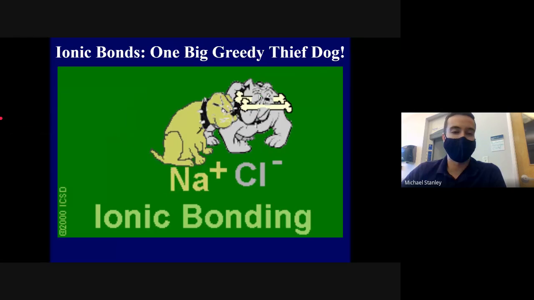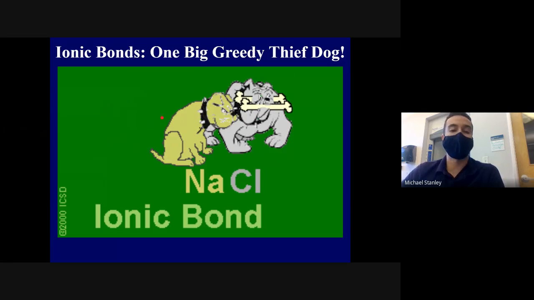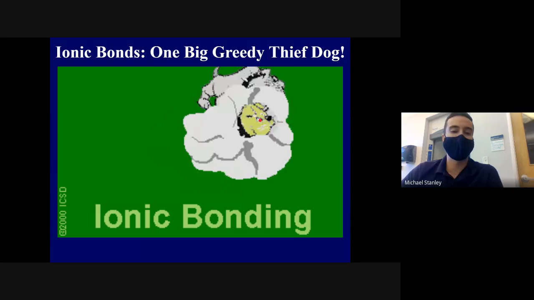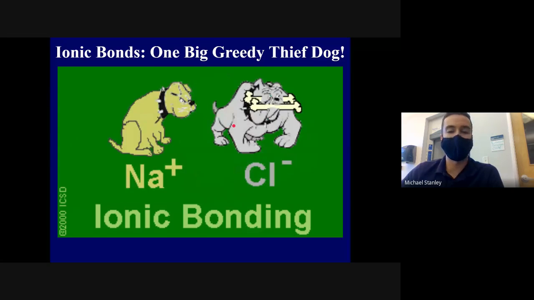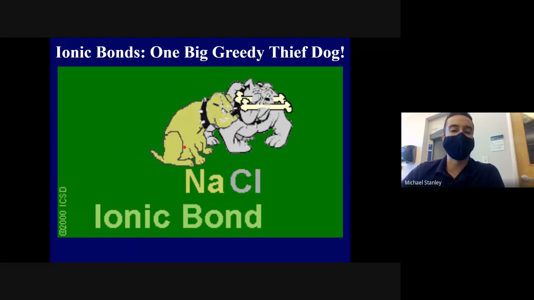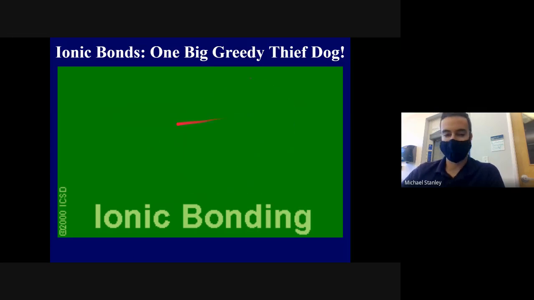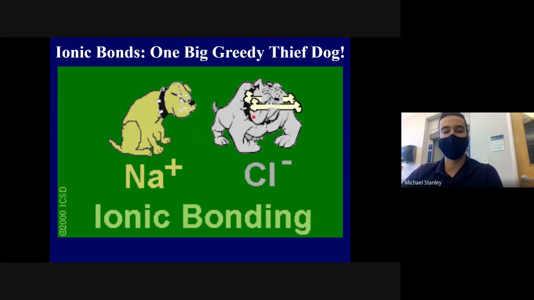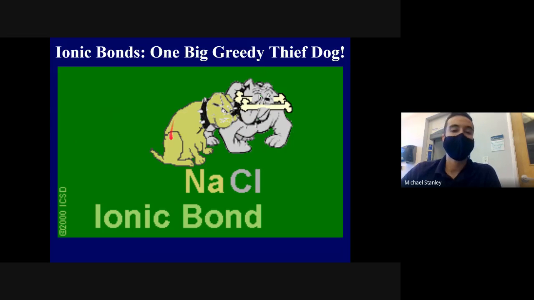Oh, I always forget that this is in here. Something kind of funny I found, it's almost like there's one big dog that wants to take the bone away from the little dog. So the little dog doesn't have any bones anymore, and the big dog has all the bones. So those bones are the electrons. The one atom took the electrons away from the other atom.